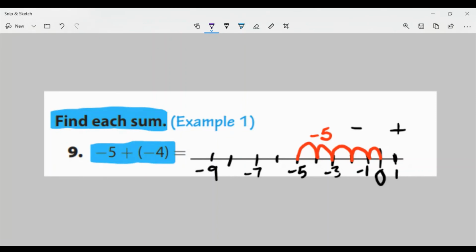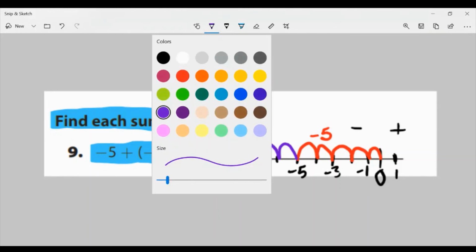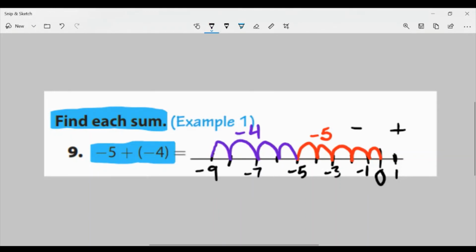Okay. So now we have our next number, right? We want to add -4. So we're going to end up going more negative, 4 units. 1, 2, 3, 4, right? This represents our -4. So as you can see, we still end up at -9, right? Even if we use the number line.